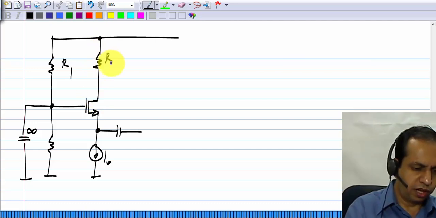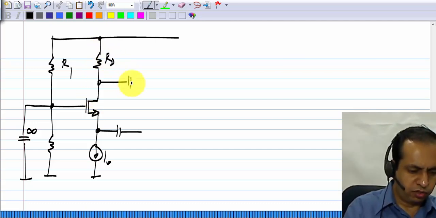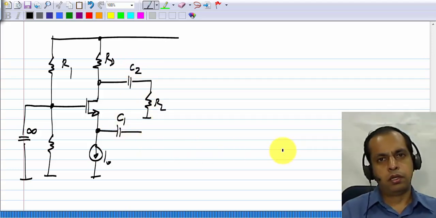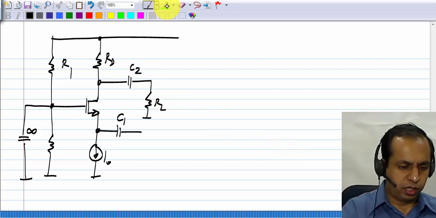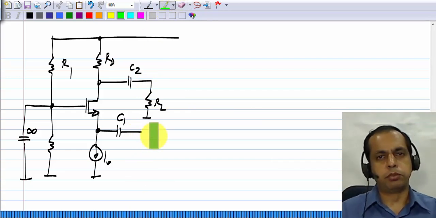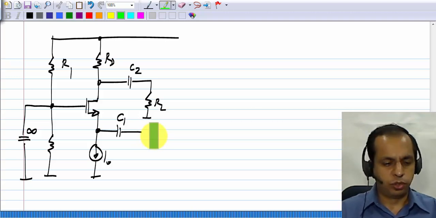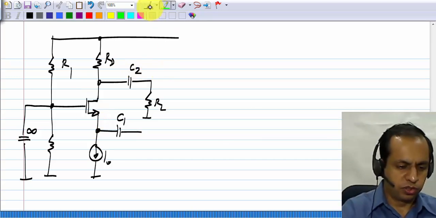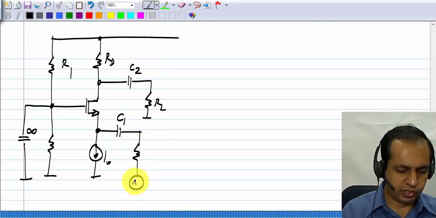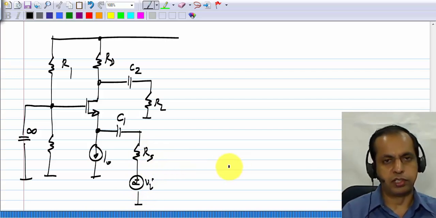And I'll show a resistor RD instead now, and we can also have another RL here. Now we connected a current source at this point, but many times people like to operate with voltages. So even though it's a current controlled current source, we connect a voltage source in series with a resistance. Okay, so VI in series with RS.